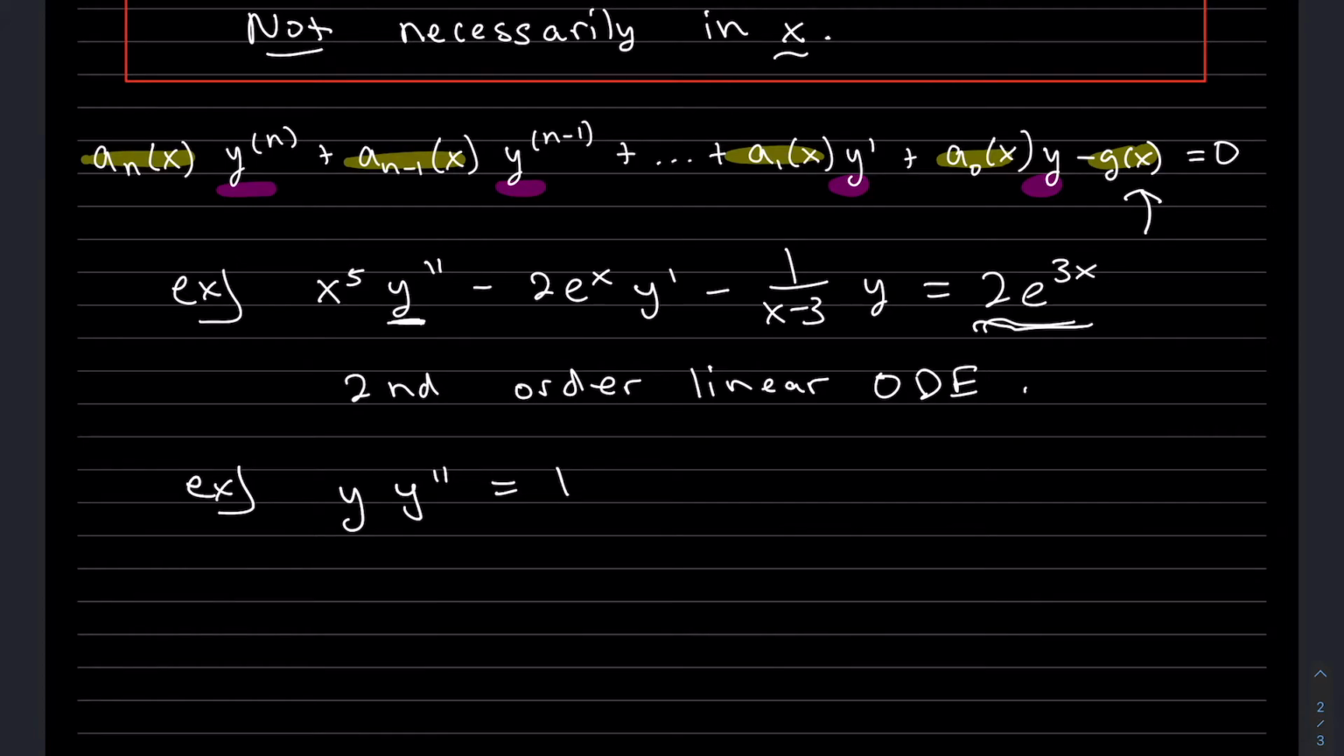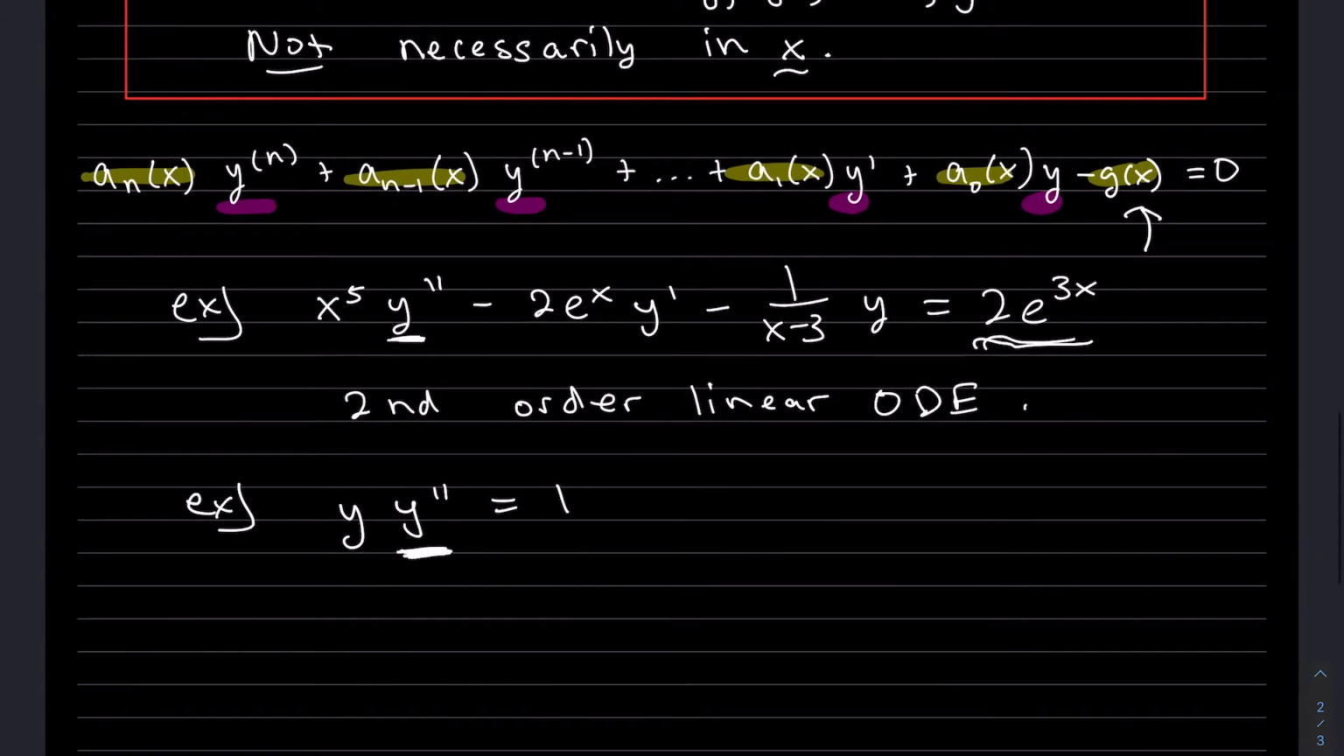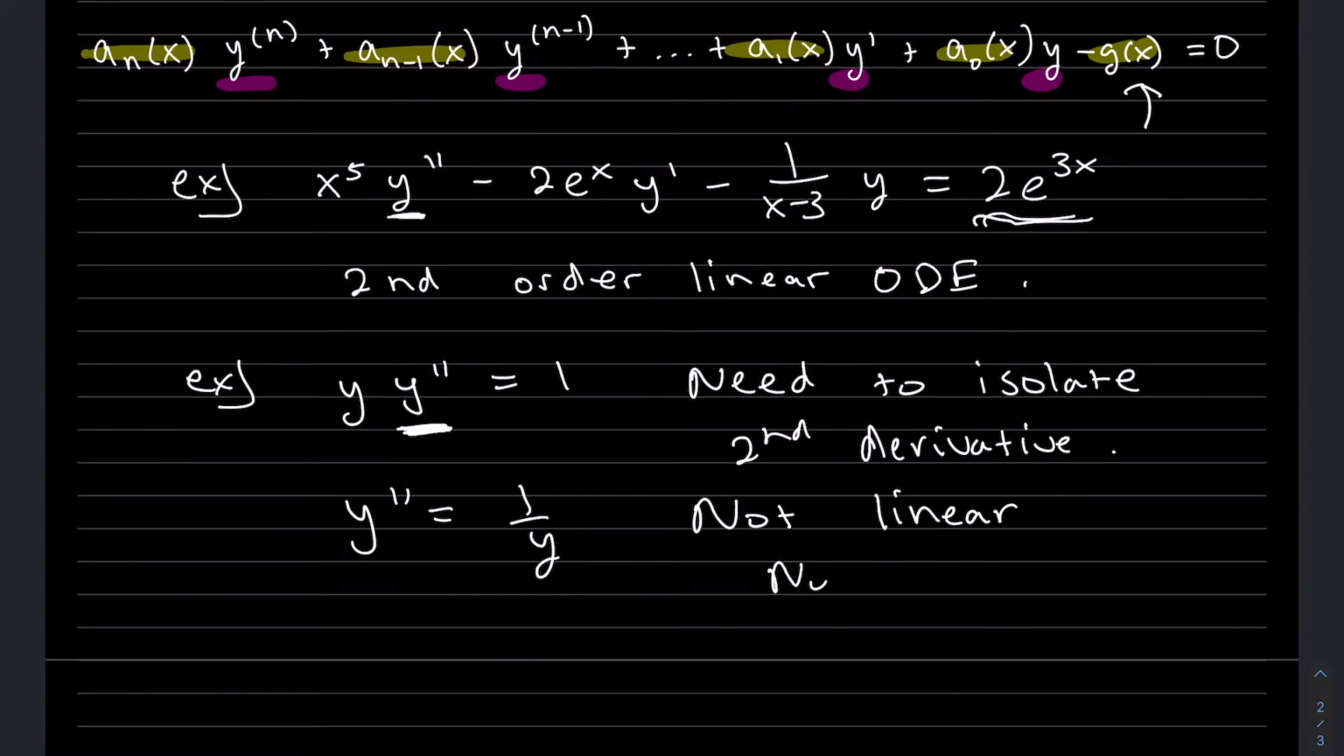So this example at first glance appears to be linear, but the problem is we have to isolate our second derivative to put it in normal form. And now we can see y is not linear. So this is not linear. Or we can call it non-linear.